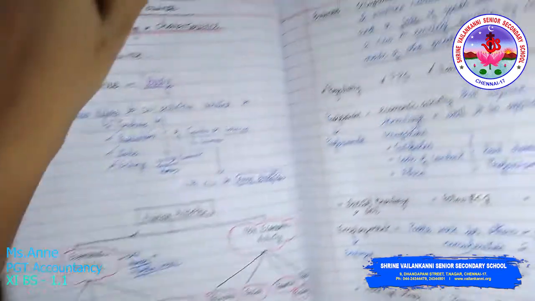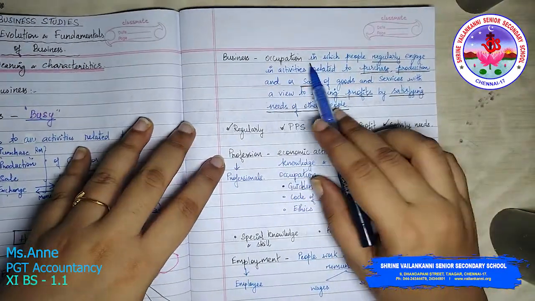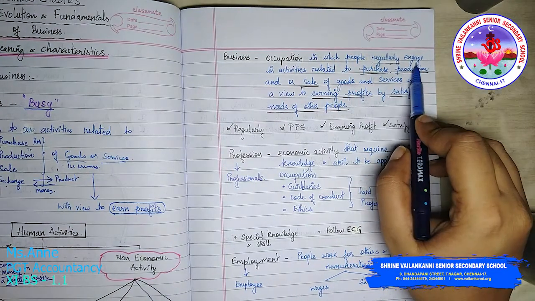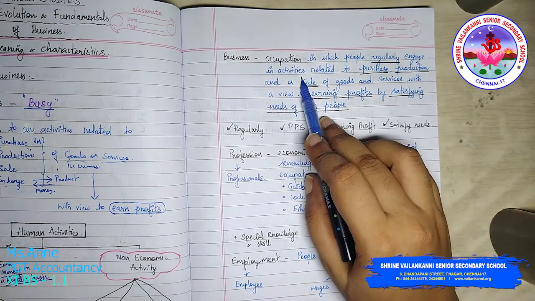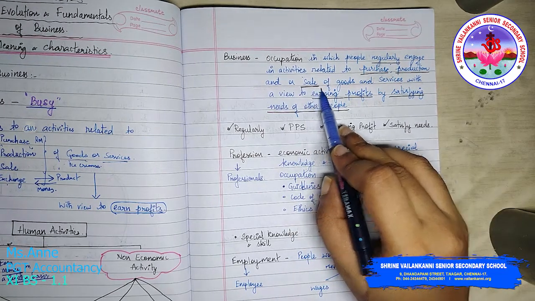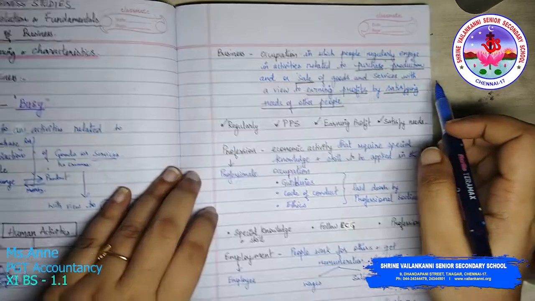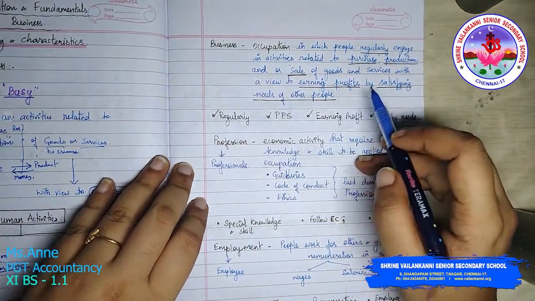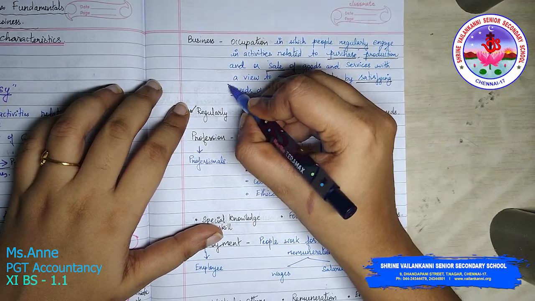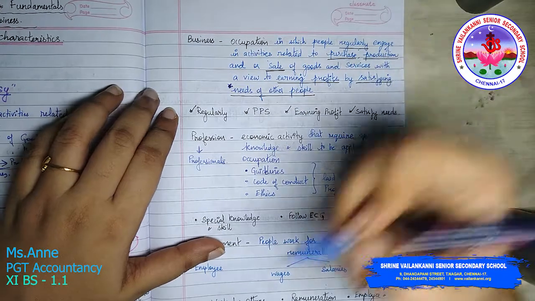Now we are going to discuss the detailed definition of business: an occupation in which people regularly engage in activities relating to purchase, production and/or sale of goods and services with a view to earning profits by satisfying needs of other people. Now, satisfying the needs of whom? Not yourself, not your own needs, but needs of other people.